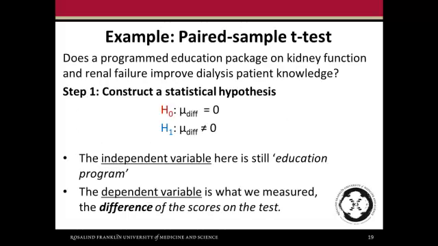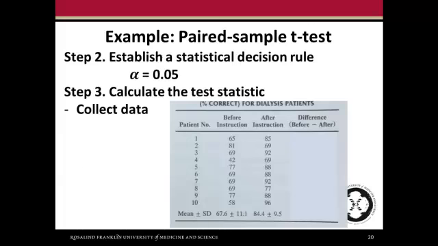So for this example, we have to, as our first step, construct our statistical hypothesis. So again, that the mean population difference is equal to 0 for the null, and then it's not equal to 0 for the alternate hypothesis. Our independent variable is still education program, and now our dependent variable is what we measured, so now we're looking at the difference of the scores on the test. We have to establish a statistical decision rule. We're going to stick with alpha being equal to 0.05, and then we have to calculate our test statistic.